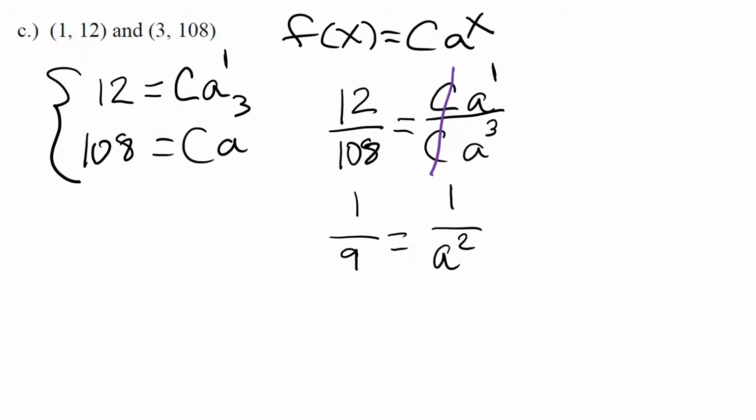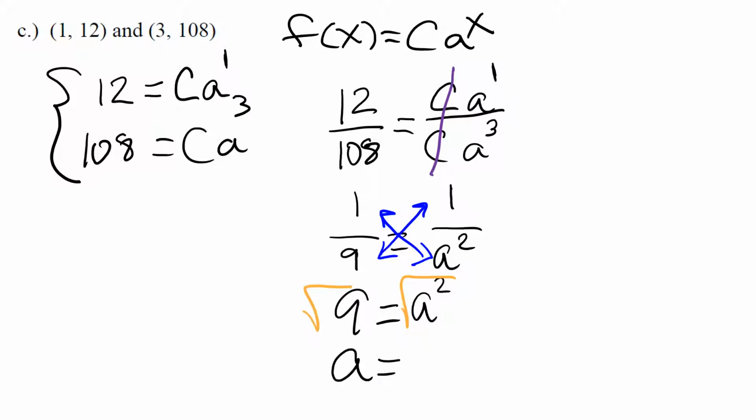I'm going to use cross multiplication. That's the tool I'm going to use. So I'm going to multiply across the equal sign. 9 times 1 is 9. A squared times 1 is a squared. Then I'm going to use the fact that to undo a square, I have to take the square root of both sides. And I'm only taking the positive square root, so I don't have to worry about the plus or minus. And that is a equals 3.